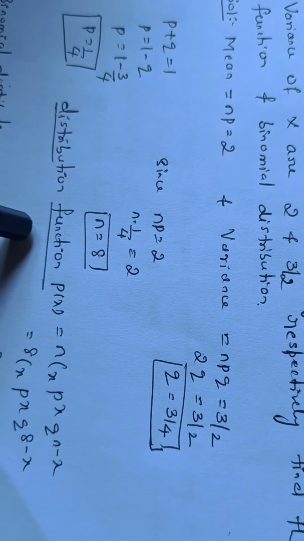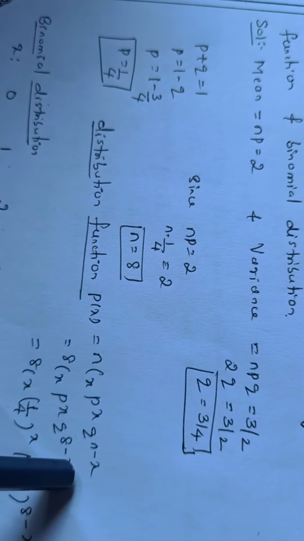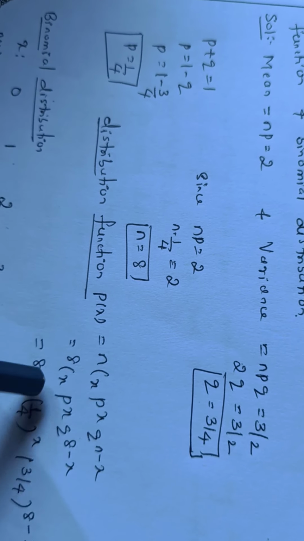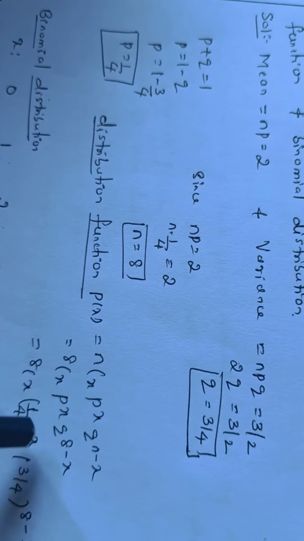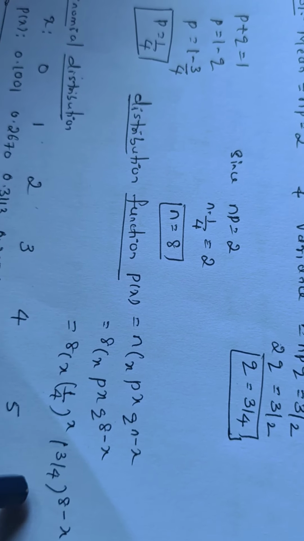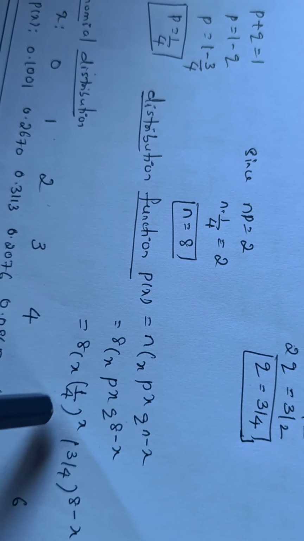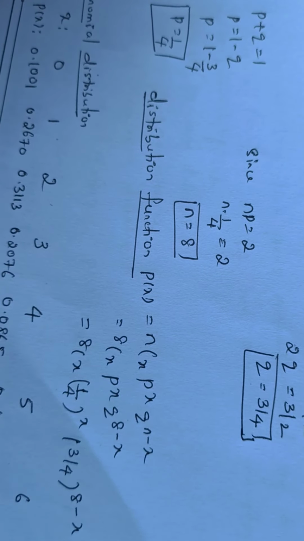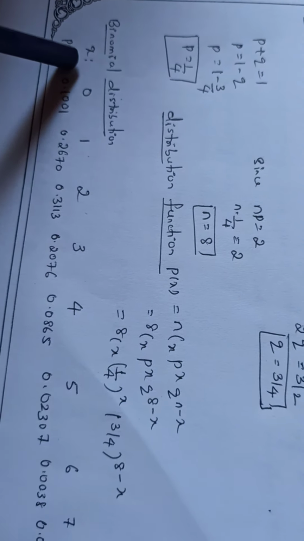Now the distribution function p of x is equal to nCx into p to the power of x into q to the power of n minus x. Substitute the value of n as 8, p as 1 by 4 and q as 3 by 4. After substituting n, p and q values, you get p of x, that is the distribution function, as 8Cx into 1 by 4 to the power of x into 3 by 4 to the power of 8 minus x.